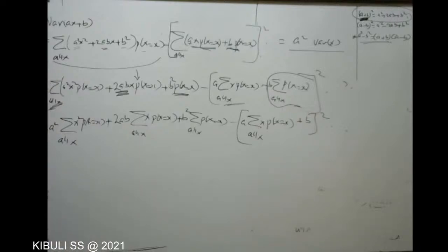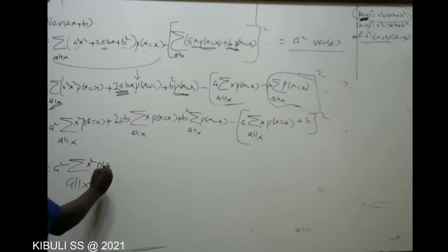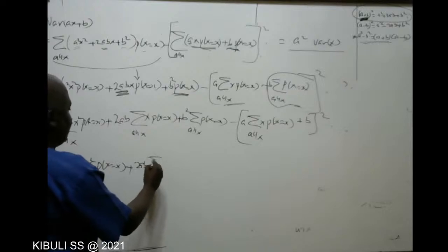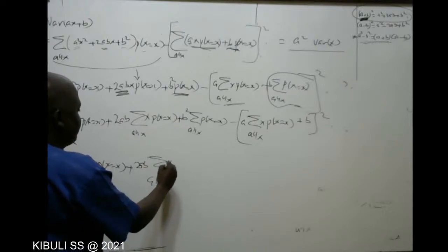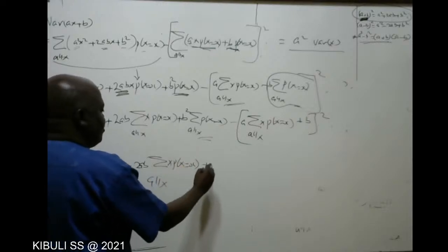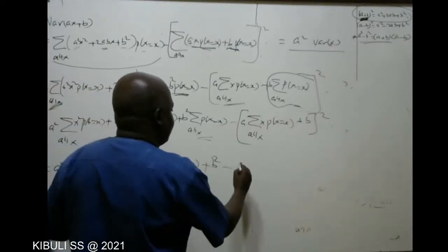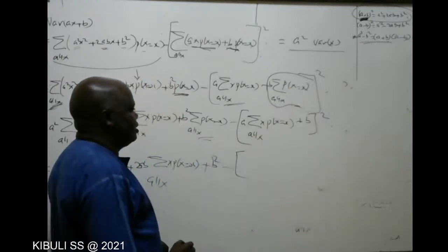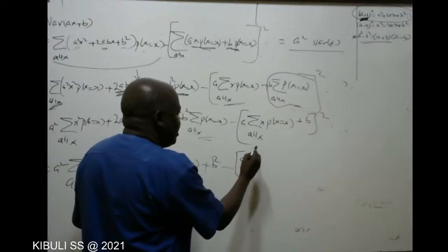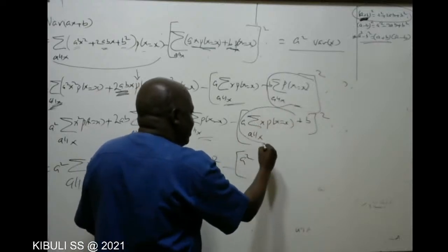So after doing that, what happens here? We shall be having A squared, sum of all x, x squared, probability of X equal to x, plus 2AB, sum of all x, x probability of X equal to x, plus B squared, minus, using our useful identity, it will give us A squared.